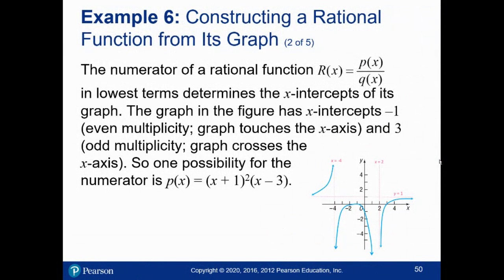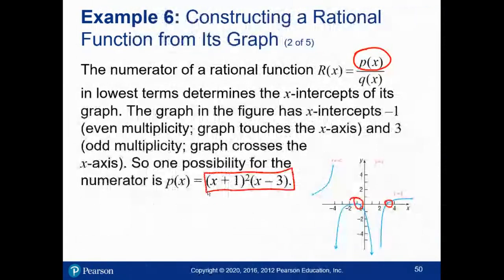Once it's in lowest terms, we can find intercepts here. So we know that the numerator, we're only looking at the numerator now, has a root at -1 of even multiplicity and at 3 of odd multiplicity. So the simplest thing we could do would just be (x + 1) squared times (x - 3). We have no reason to make it more complicated if we don't have to. This matches the fact that we have a root of even multiplicity at -1 and of odd multiplicity at x equals 3.